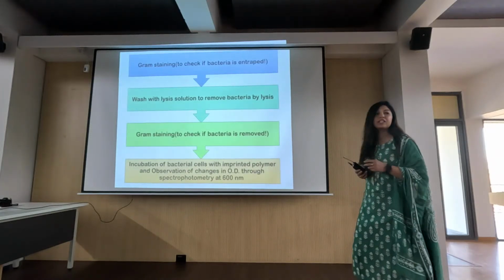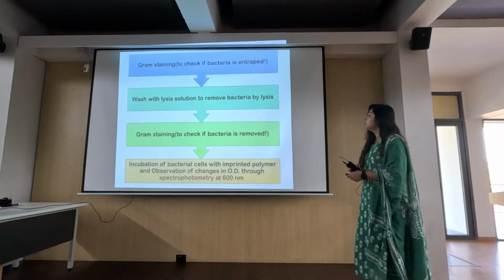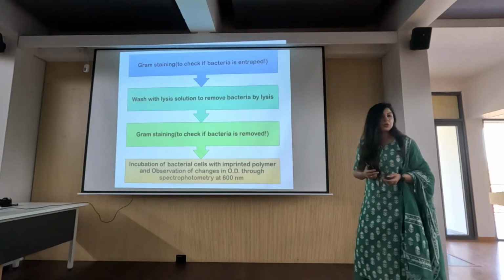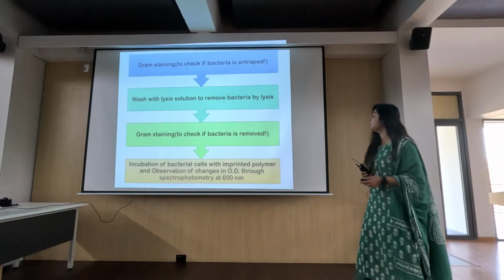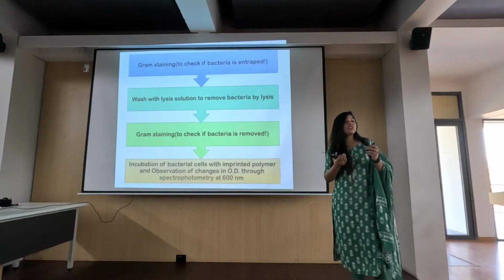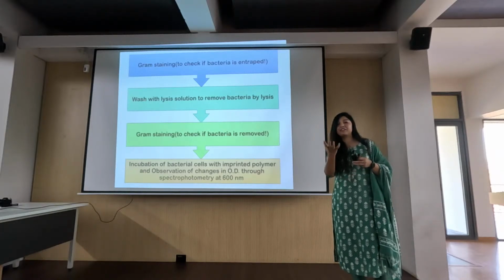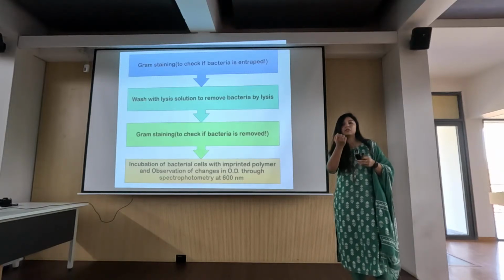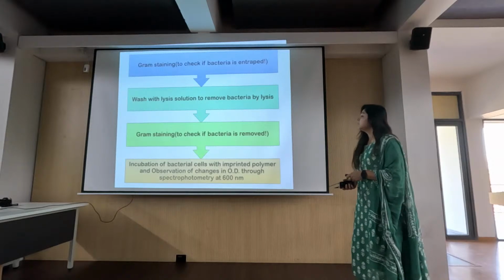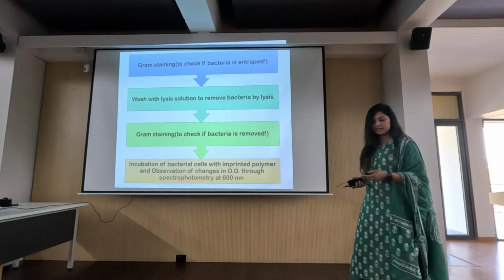Then we did gram staining to check if the bacteria were really entrapped or not. And if they were, then we lysed the gel to remove the bacteria with the help of the lysis solution. Then again we did gram staining to check whether the bacteria were removed or not. But when we did the gram staining, we found that the gel was very fragile. So it itself proved that bacteria are removed, and it is very fragile due to the cavities formed inside, because when we restain with ethanol, with the alcohol, it shrinks. Right. So, incubation of the bacterial cells with the imprinted polymer and observation of the change in OD through spectrophotometry at 600 nanometer.